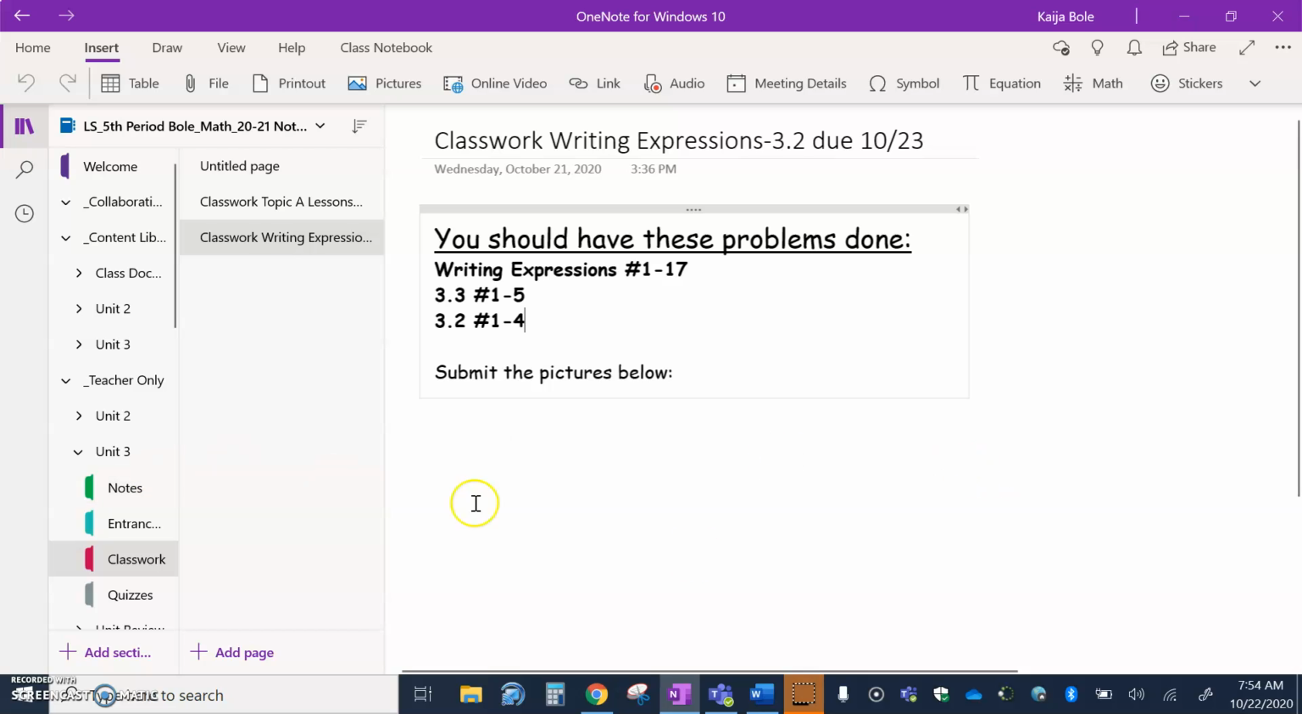And then you already have this classwork page. I actually put it in here on Wednesday. So, these are the classwork lessons that you are submitting. We've got writing expressions, that was the first page of the classwork, then 3.3, 1 through 5, which is the whole thing, and 3.2, numbers 1 through 4, which is also the whole thing.